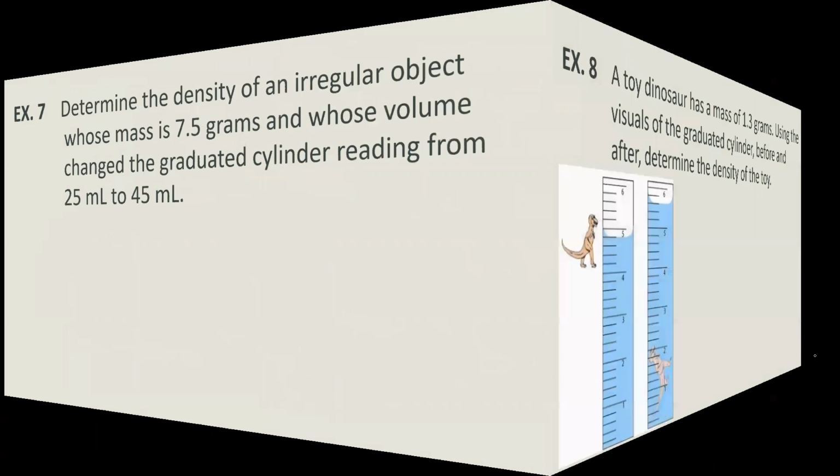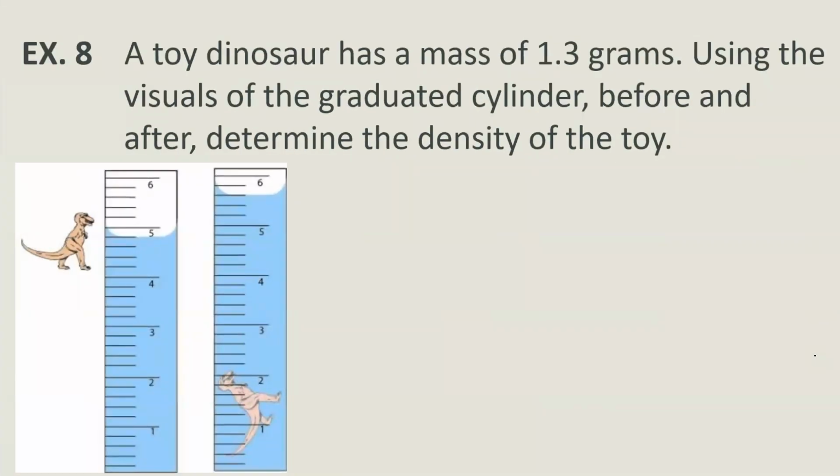All right, one more example. There's a visual for you. So this says a toy dinosaur has a mass of 1.3 grams. Using the visuals of the graduated cylinders before the toy was added and after, determine the density. So we know the density is mass over volume. I know the mass is 1.3 grams given in the problem, but I don't know the volume yet.